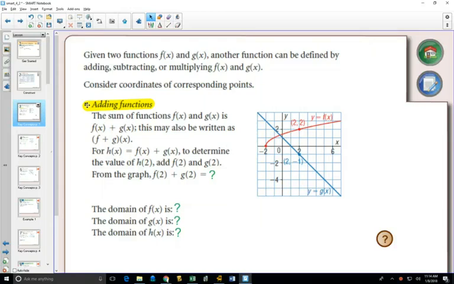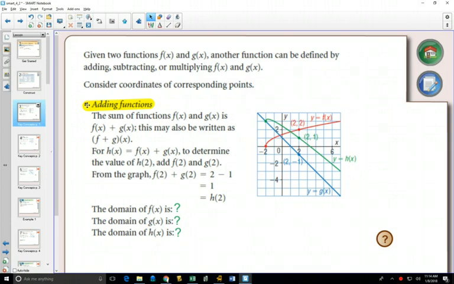So if you look at the points they've labeled here, on the red graph they have (2, 2). On the blue graph they have (2, -1). If you added those together, you would get the point (2, 1), because 2 plus -1 is 1. So if we add our points along the way, take a bunch of nice points, we can get an idea of what the shape of that graph is.